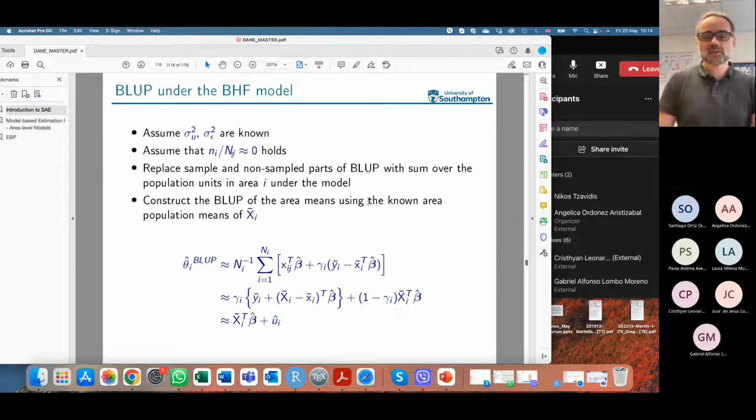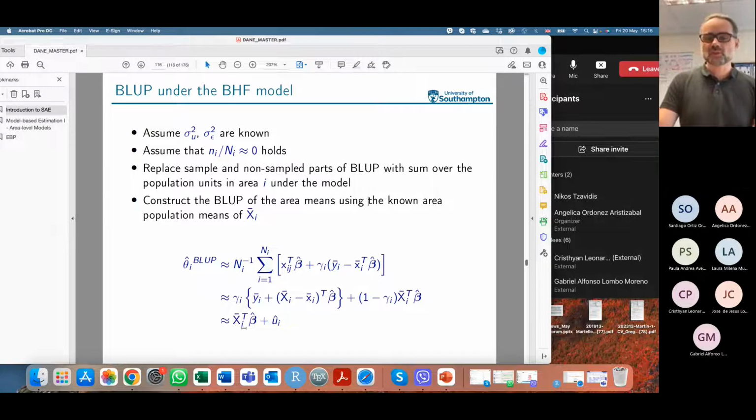Okay, and under this simplification, effectively you can express the EBLUP in the way that has been written down here, right? So you write it as the summation over the population units of xi beta hat plus gamma i times the difference between yi bar minus xi bar beta hat. And this part here is effectively a random effect, okay? And doing a bit more algebra, you can write that to be equal to X capital bar i beta hat plus ui hat.